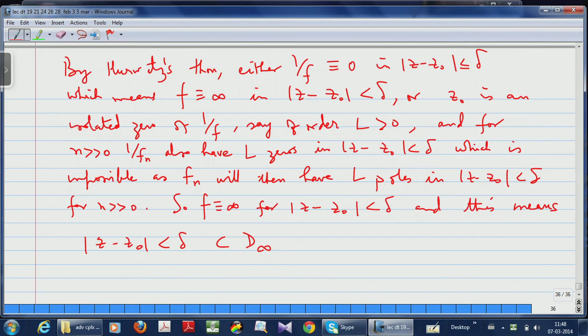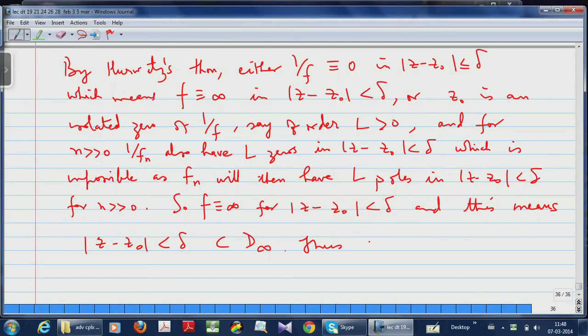But already we know d infinity is closed. So d infinity is both an open and closed subset of D, which is connected. So there is no other choice. It has to either be D or empty, but it is not D because f is not identically infinity. So it has to be just the empty set, and we are done.